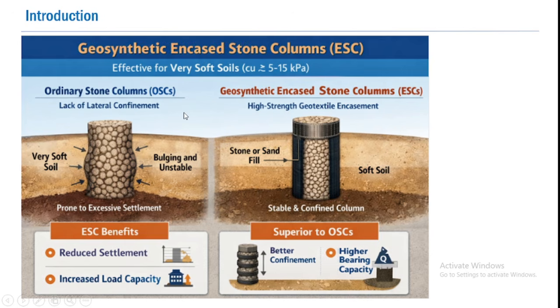So the main issue often encountered in the case of ordinary stone columns that is placed in soft soil is the lack of lateral confinement, and this will result in the bulging of stone columns and will result in an excessive settlement. The ESCs, that's the encased stone columns, on the other hand, are encased in a high strength geotextile material, which could be geosynthetics, geogrids, etc. And accordingly, this encasement will provide the stone columns a better confinement and a stable and a confined column. So finally, the benefits of the ESCs over the OSCs include the reduced settlement and also an increased load capacity.